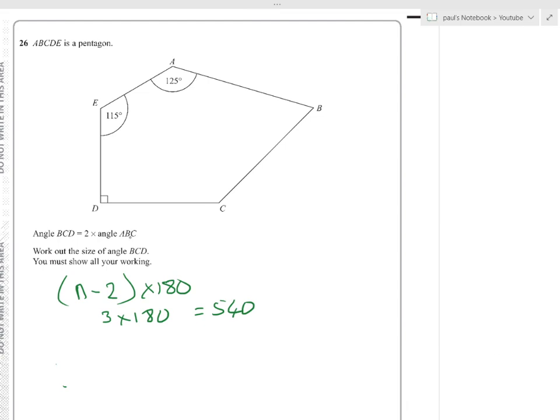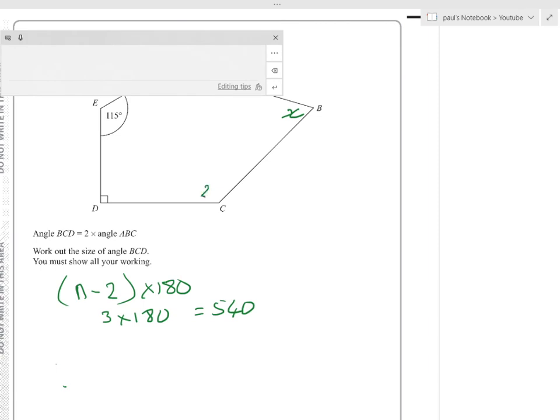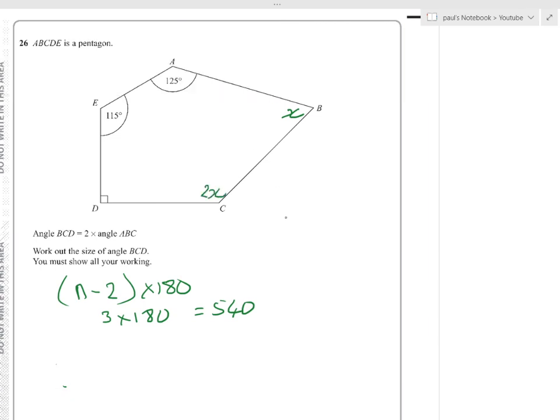Never mind. So let's have angle BCD. BCD is twice ABC. So ABC is one of those and BCD is two of them. Yeah? Two of them. So work out the size of BCD.